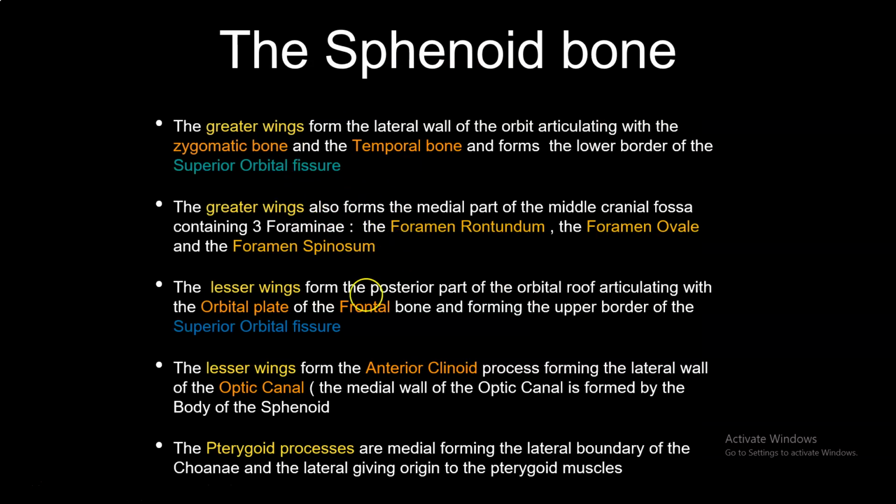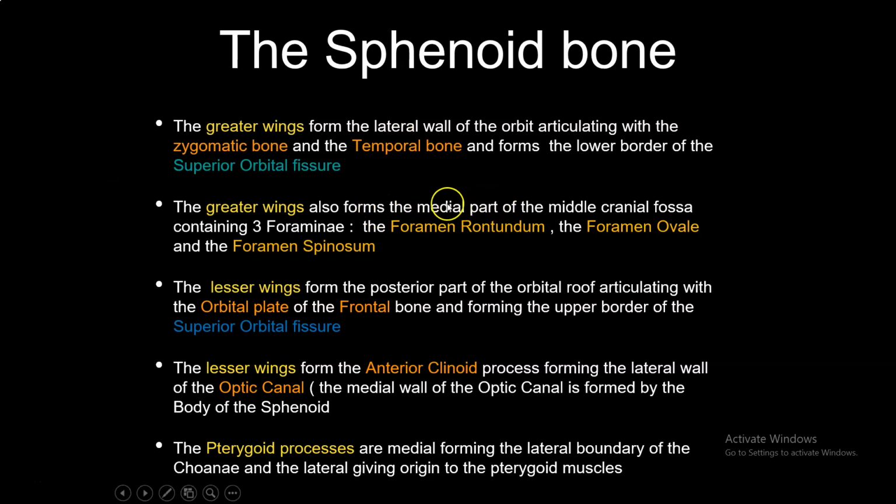And the sphenoid bone, we'll talk more about the sphenoid bone. We are not discussing the sphenoid sinus yet, we're discussing the sphenoid bone. The greater wings of the sphenoid form the lateral wall of the orbit, articulating with the zygomatic bone, as we said, and the temporal bone, and form the lower border of the superior orbital fissure. The greater wings also form the medial part of the middle cranial fossa. So the middle cranial fossa has a medial part formed of the sphenoid and a lateral part formed of the temporal.